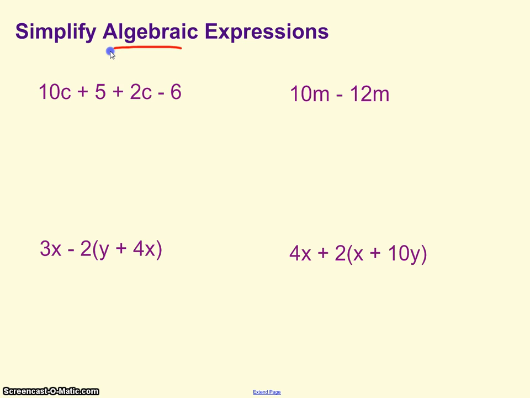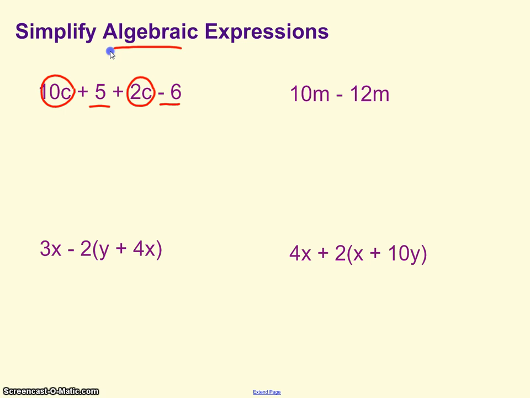For this first example, 10c plus 5 plus 2c minus 6, we have this 10c right here. Now a like term is any other term that also has a c with the same exponent. If there was a c squared, we wouldn't put it with that. So I look at my next one, this is a 5, not the same thing. Here's a 2c, so that's going to go with the 10c, and here's a negative 6.